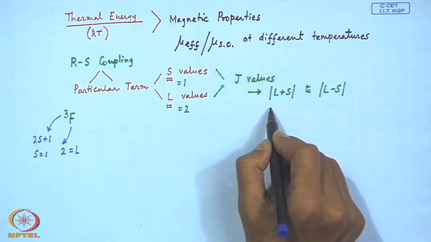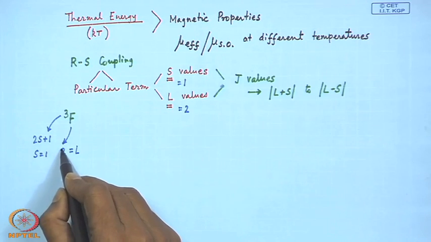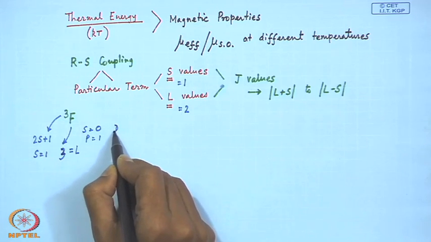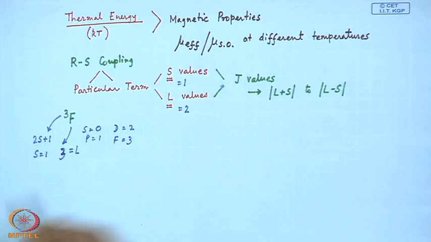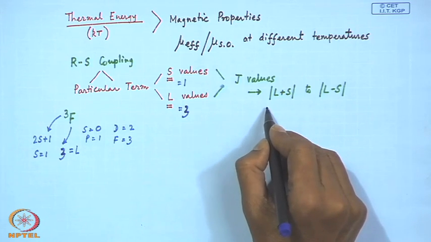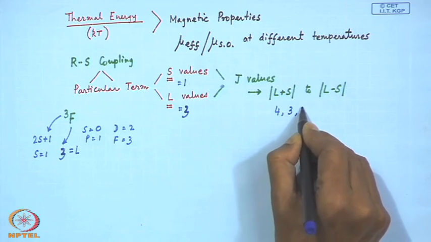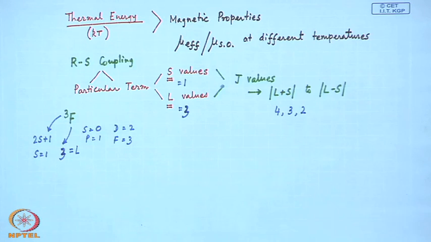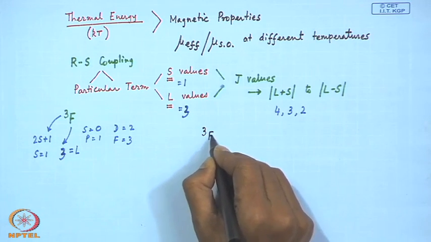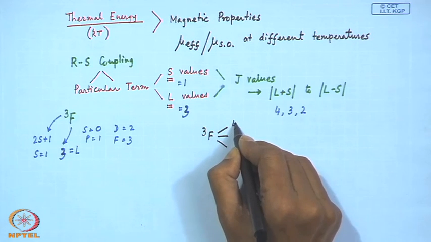So, for this L plus S, we can have the corresponding values of SPDF. So, S is equal to 0, P is equal to 1, D is equal to 2, F is equal to 3. So, L is 3 and S is 1. So, we can have the total value from L plus S to L minus S, that means 4, 3, 2. So, these are the corresponding values for J. So, for this 3F ground state term, we are having 3 levels with J values.